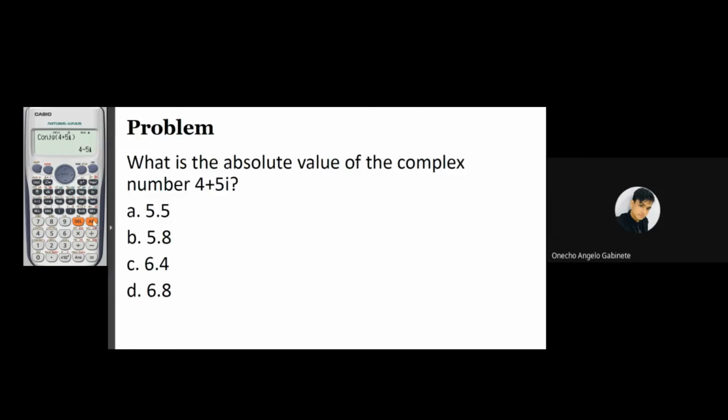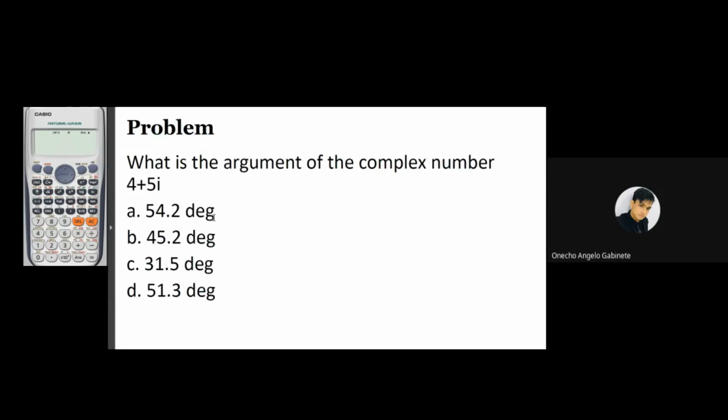Next, what is the absolute value of the complex number 4 plus 5i? Shift, absolute value is above the hyperbolic button, and then 4 plus 5i. The answer is square root of 41, or press S to D, 6.4.